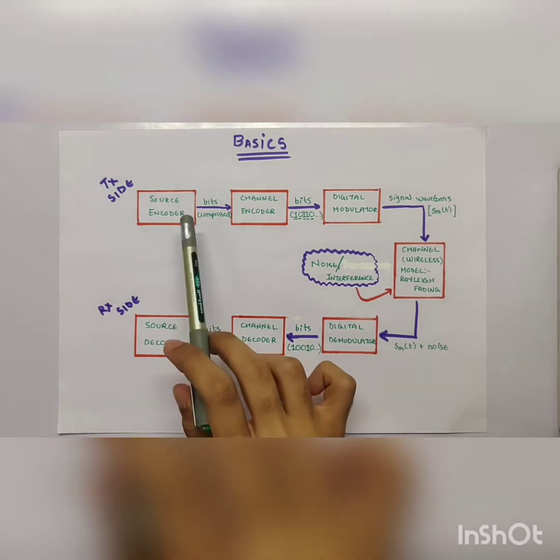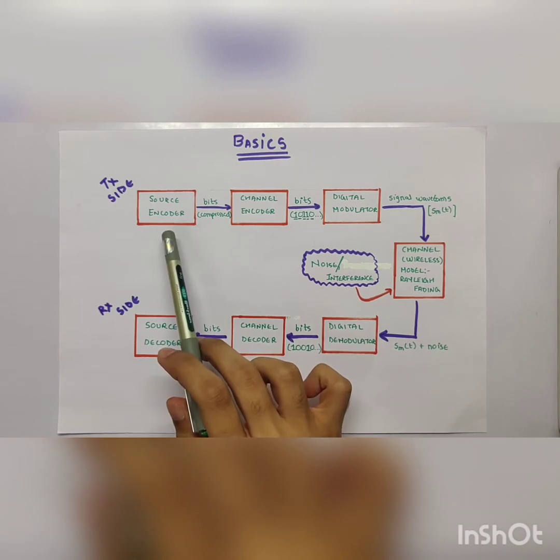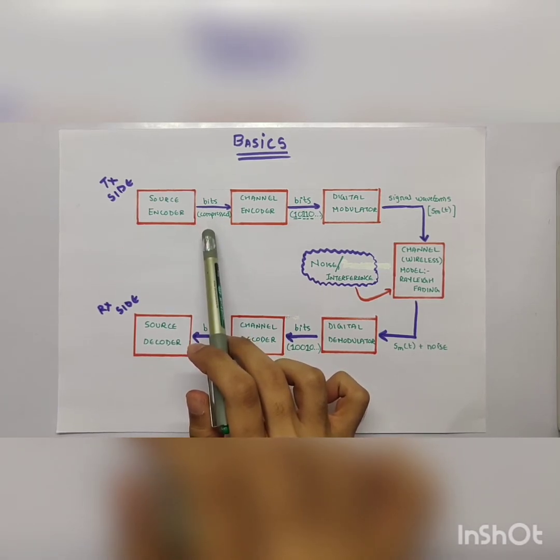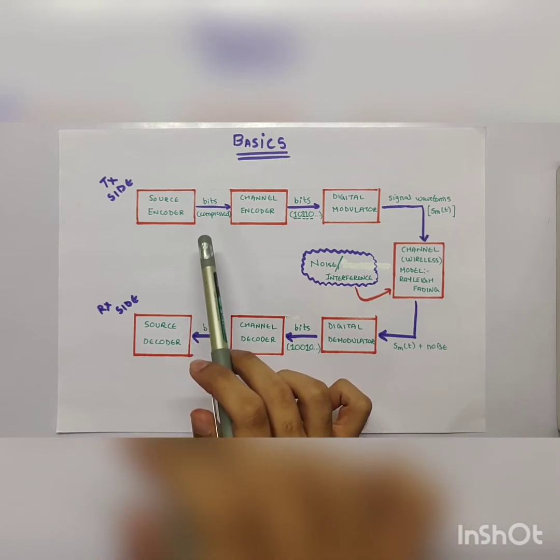First comes our source encoder on the transmitter side. The source encoder compresses the data into the minimum possible number of bits. This process helps in effective utilization of the bandwidth and it removes the redundant or unnecessary bits.